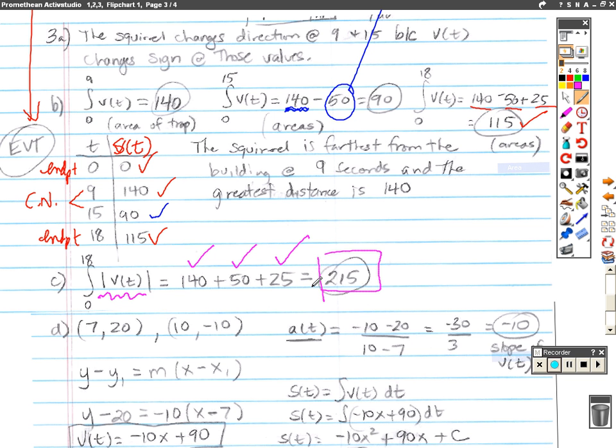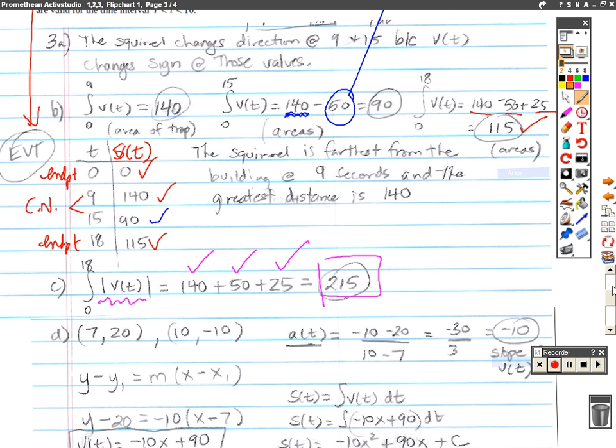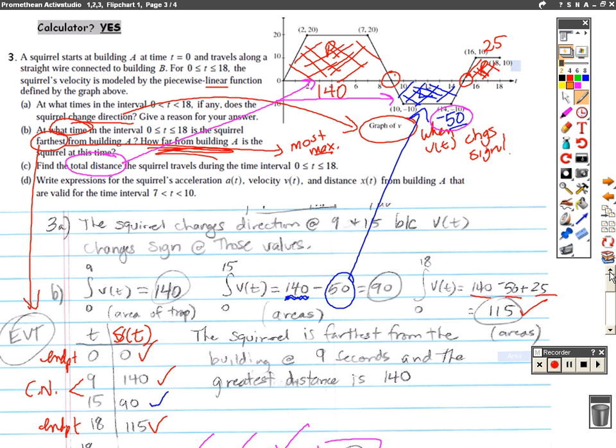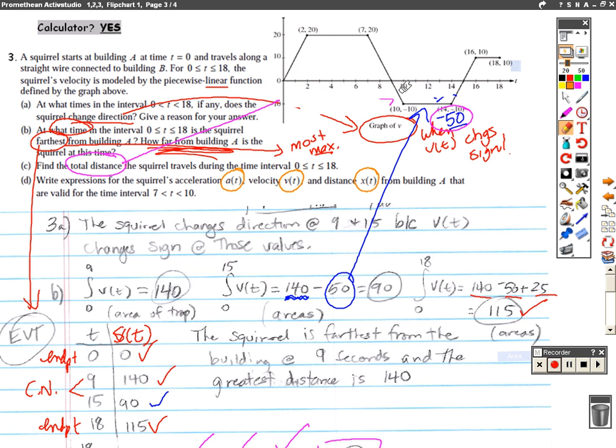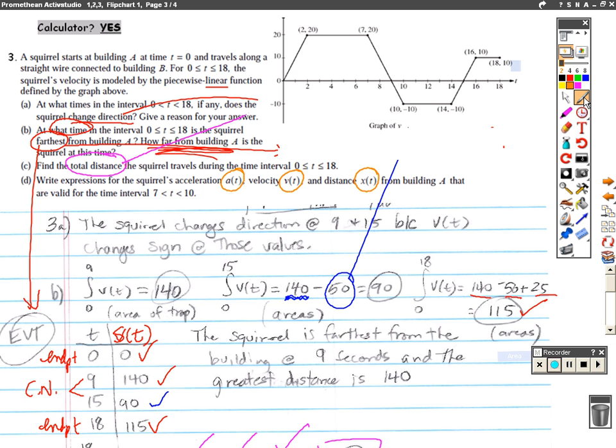Moving on to letter D. Letter D wants an expression for acceleration, velocity, and total distance. And what they're looking for are three expressions or functions or however you want to think about it. All right, I'm going to use the eraser to clear some of this off, so I can use the picture up here, just in case I need something that I've already done.